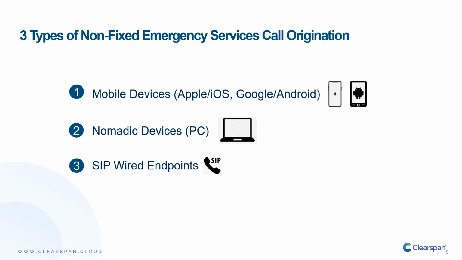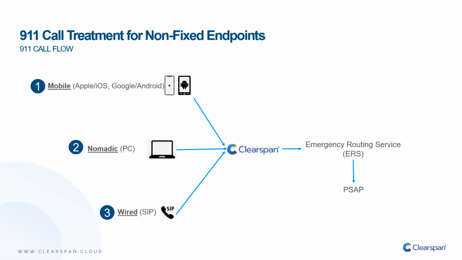There are three types of non-fixed 911 call origination devices: soft clients on mobile devices, soft clients on pneumatic/PC devices, and SIP wired phones. 911 calls from these device types are sent to the Clearspan cores and then forwarded to the Intrado Emergency Routing Service, or the ERS. Based on the information in the ERS database, the call is forwarded to the 911 call center, the Public Safety Answering Point, also known as PSAP, along with the dispatchable location of the 911 caller.